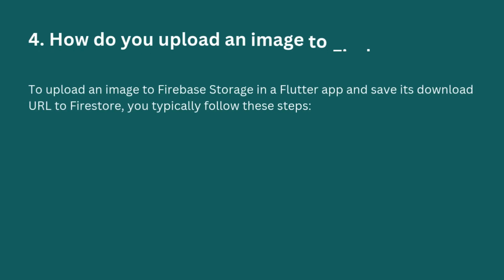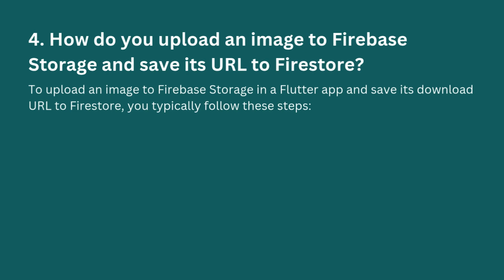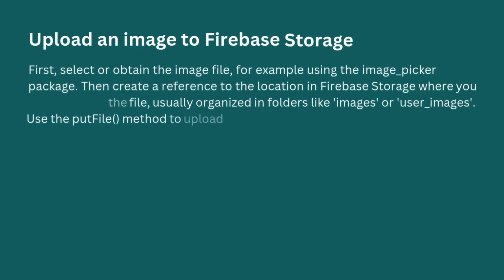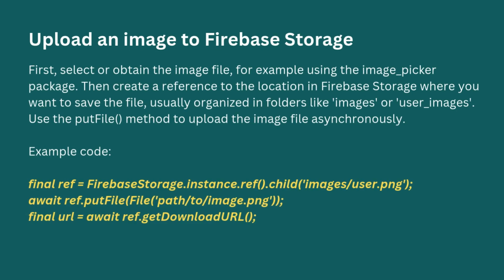Question number 4. How do you upload an image to Firebase Storage and save its URL to Firestore? To upload an image to Firebase Storage in a Flutter app and save its download URL to Firestore, you typically follow these steps. First, select or obtain the image file, for example using the image_picker package. Then create a reference to the location in Firebase Storage where you want to save the file, usually organized in folders like images or user_images.